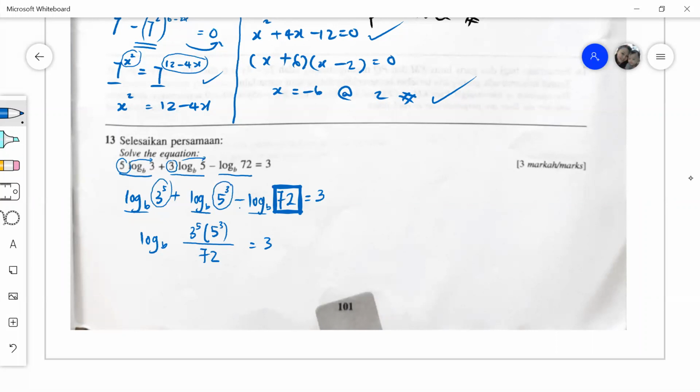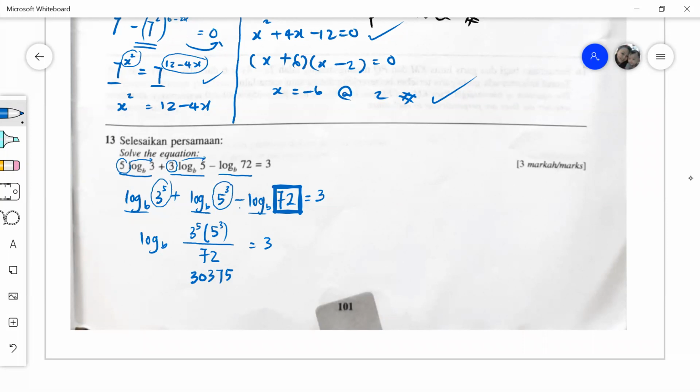How do you find the log base b? 30375, right? Your objective is to find what is b. So 3 to the power 5 times 5 to the power 3. Okay, wow, such a big number. Okay, never mind. I'm very lazy to write such a big number.